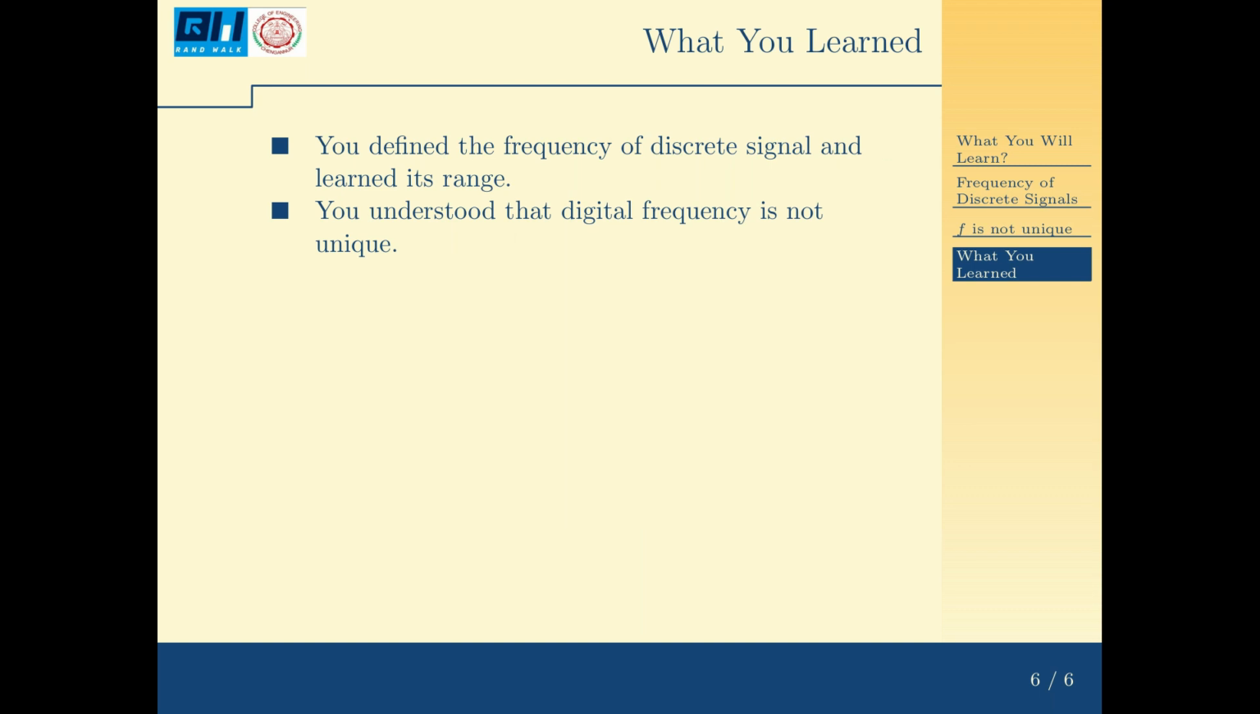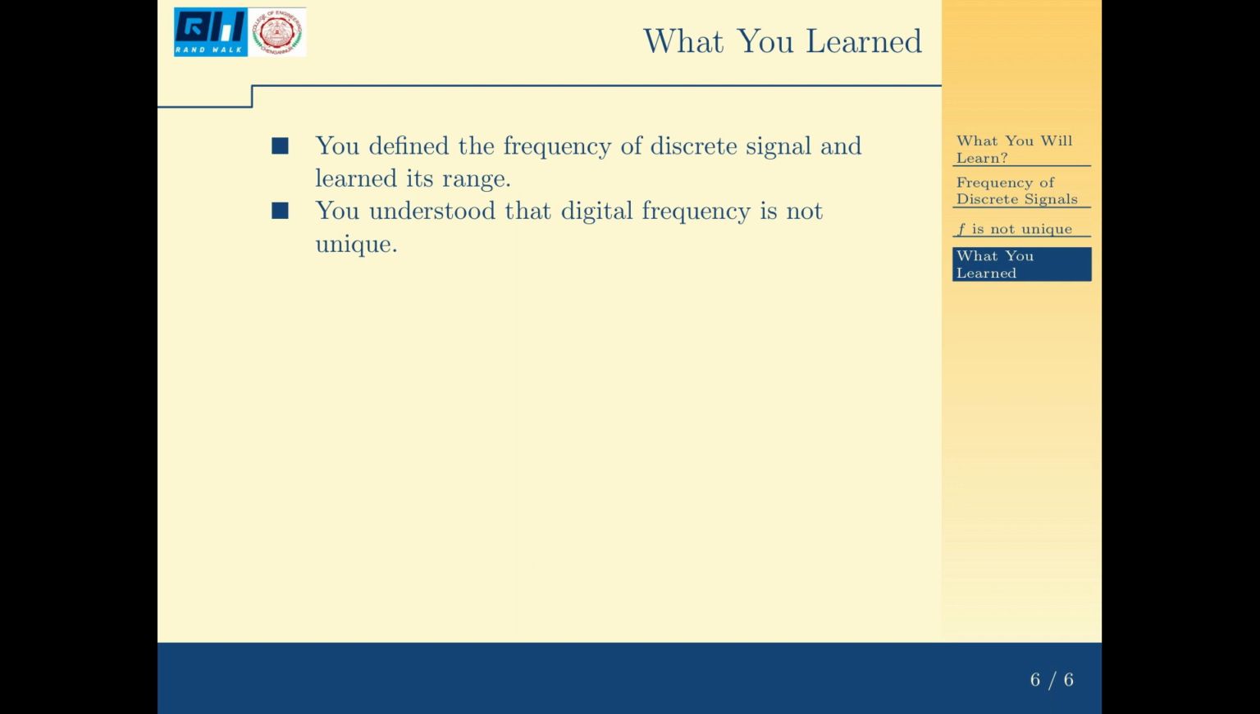Now coming to the end, you defined the frequency of a discrete time signal and learned its range. You understood that the frequency of a discrete time signal is defined as the number of cycles per sample, or it is the inverse of the number of samples taken out of a cycle. That is, if you take 8 samples out of a period, the frequency of the resulting discrete signal is 1 by 8. If you take 4 samples out of a period, the frequency of the resultant discrete signal is 1 by 4 cycles per sample. And the maximum frequency is half, because by sampling theorem you have to take at least 2 samples out of a period. So the range of frequency is from minus half to half.